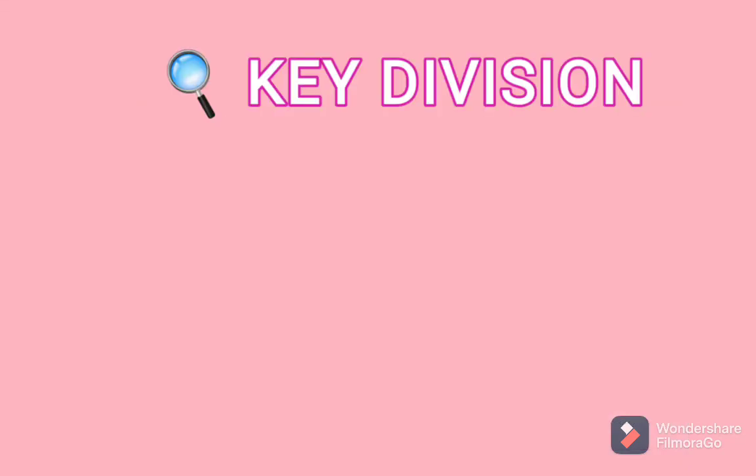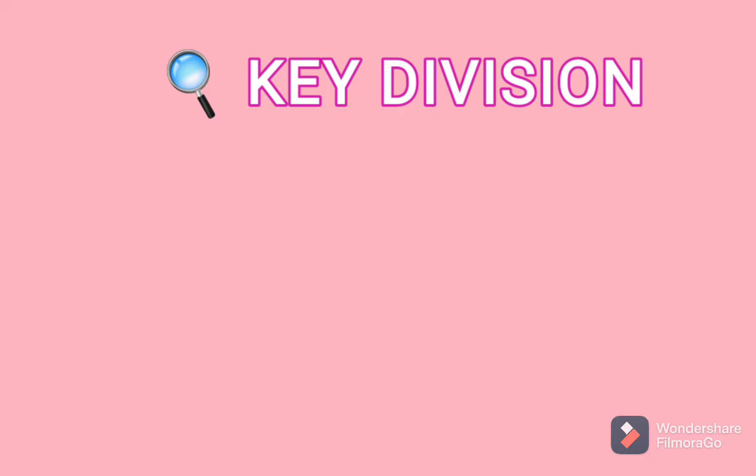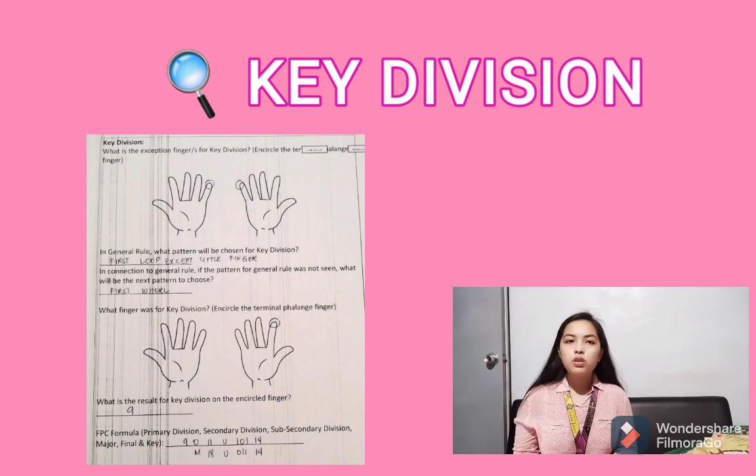Key division is derived by getting the ridge count of the first loop except the little fingers. In the absence of the loop, the first whorl will be ridge counted for the purpose. It always plays in numerator. So, didisregard na natin yung little fingers natin. Makukuha natin yung key division sa pamamagitan ng unang loop. Paano kapag walang loop? Ang alternative natin doon is yung una nating makikitang whorl.